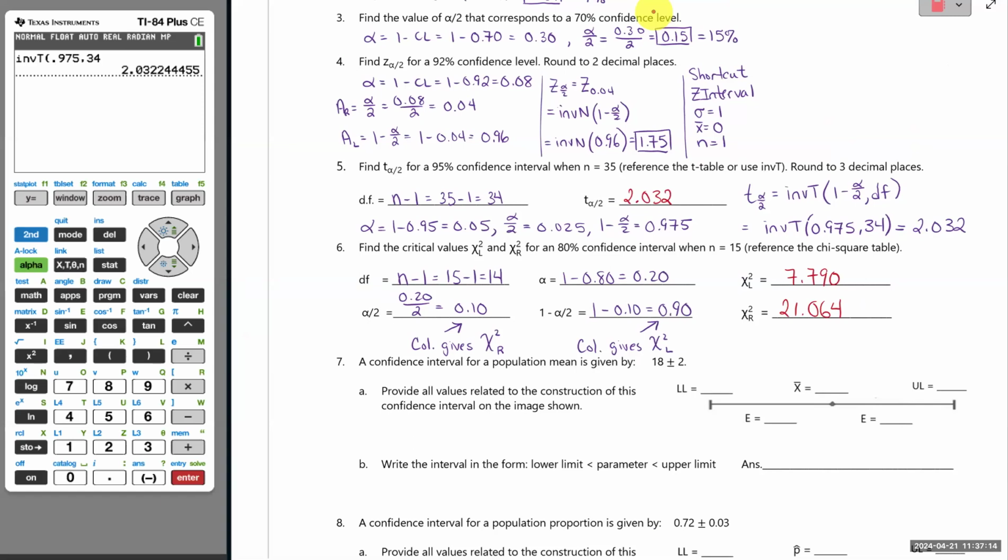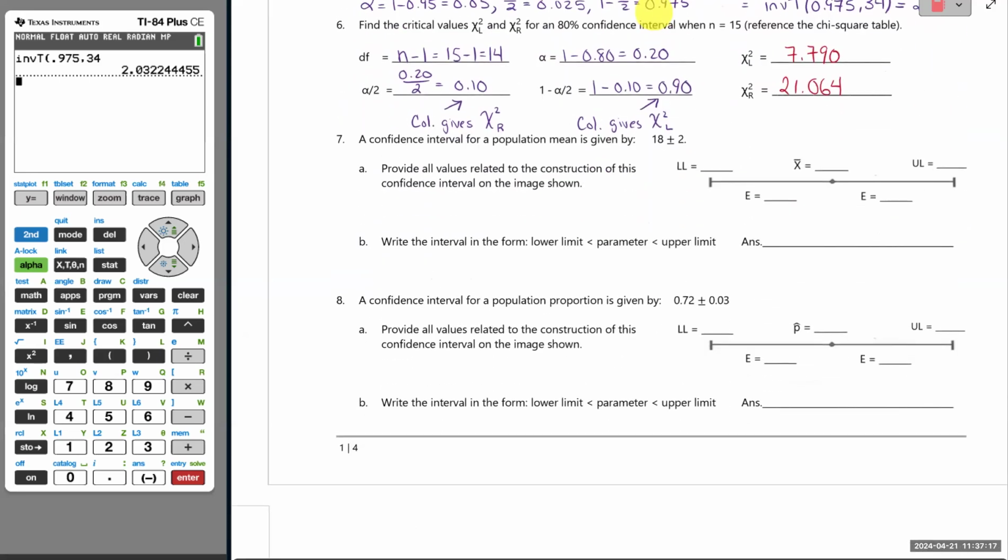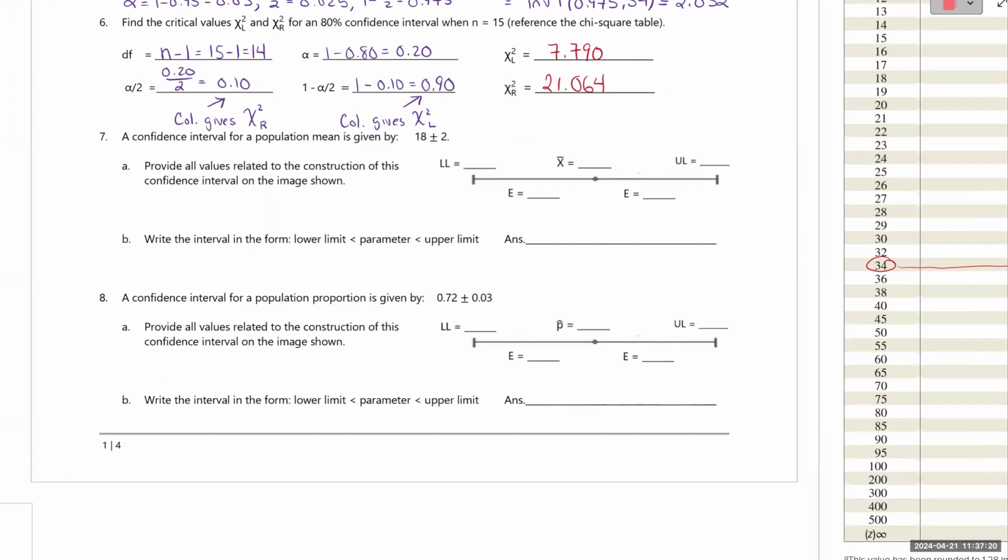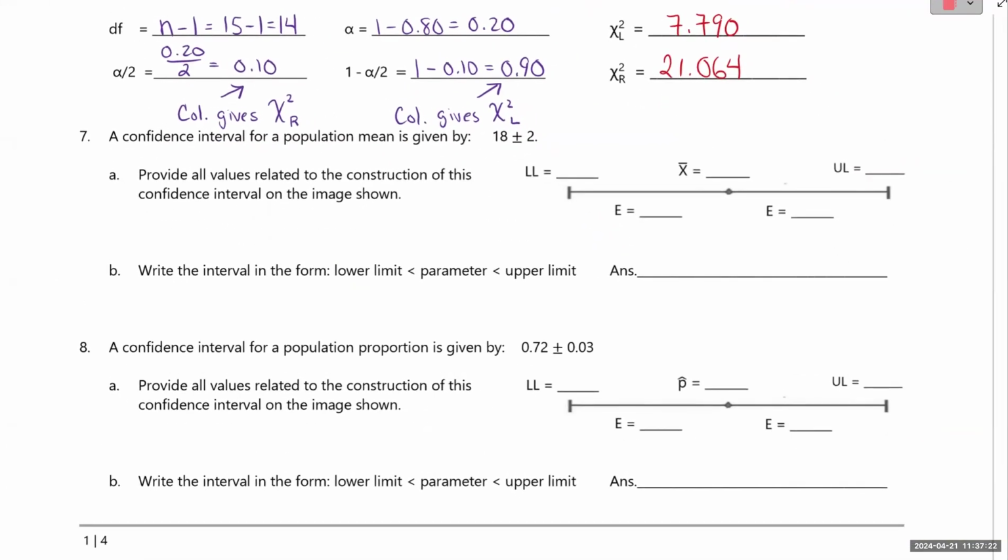All right, let's wrap it up here, actually looking at confidence intervals. All right, so they tell you that you have a confidence interval for a population mean, and it's given as 18 plus or minus 2. So that's our point estimate plus or minus the margin of error. And we're going to switch it to the other form. So let's go ahead and just document the given information. So 18 would be the sample mean, and then plus or minus 2, so that's your margin of error.